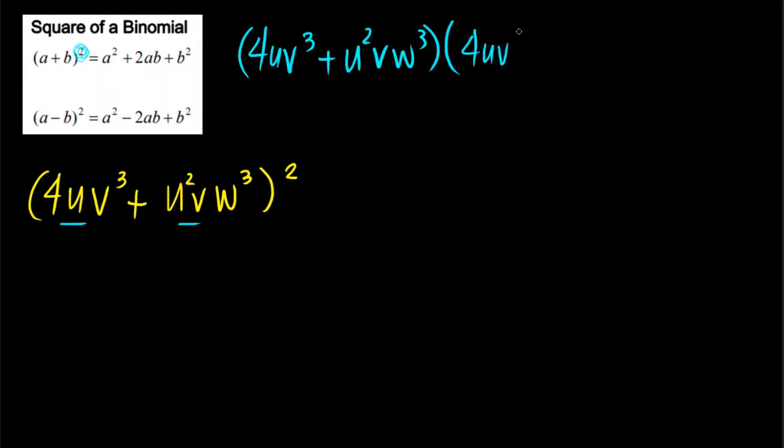So, 4uv cubed plus u squared vw cubed. It kind of looks like the one earlier, sum and difference of similar terms. The signs here are the same: plus and plus. If it were minus and minus, you could apply this too. So how do we solve this?